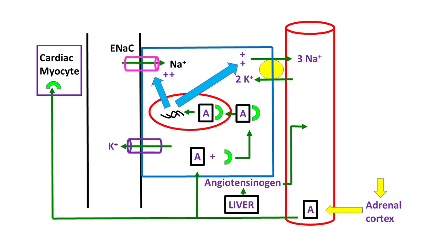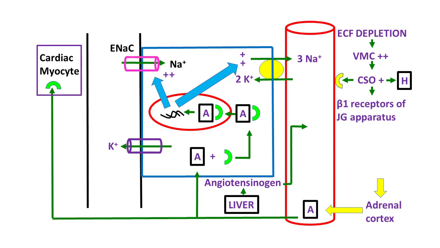But whenever there is a fall in the extracellular fluid volume, there is an increase in central sympathetic outflow as a result of stimulation of the vasomotor center. The central sympathetic outflow will try to restore extracellular fluid volume. It will do this by multiple mechanisms. It will try to maximize vasoconstriction. It will try to make the heart beat harder and faster, and it will cause the stimulation of beta-1 receptors in the juxtaglomerular apparatus of the kidney, and this would cause the release of renin.